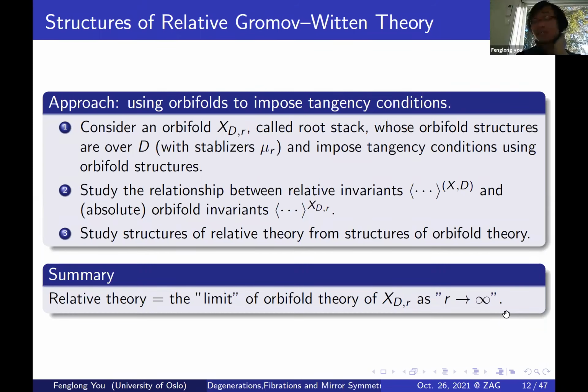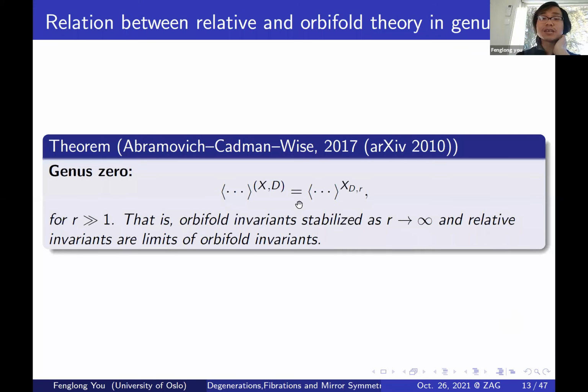The precise statement is that in general, this relative Gromov-Witten invariant will be the same as the corresponding orbifold Gromov-Witten invariant of this orbifold when this r gets sufficiently large. So for relative mirror symmetry, if we know about mirror symmetry for this orbifold, then we can take a limit to get a relative mirror symmetry statement for the pair.